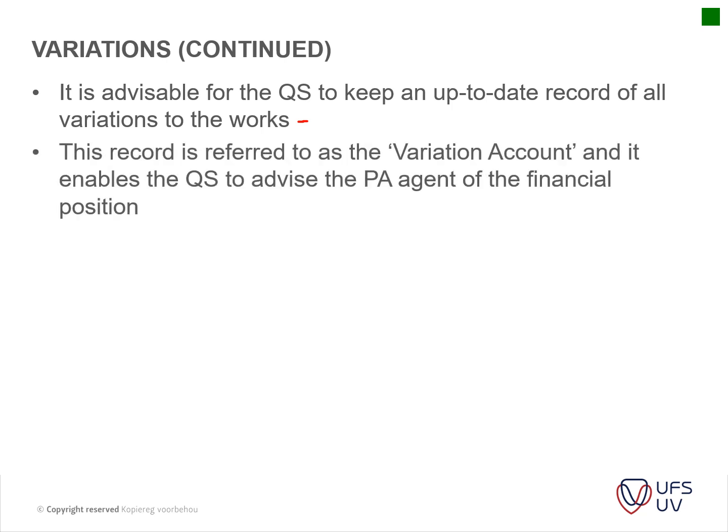Okay, this record is referred to as a variation account, and it enables the QS to advise the principal agent on the financial position. So it's basically just using the bill of quantities, measuring all additions and omissions timeously to get to an amount to say whether yes, this change will not incur too much additional cost on the project.